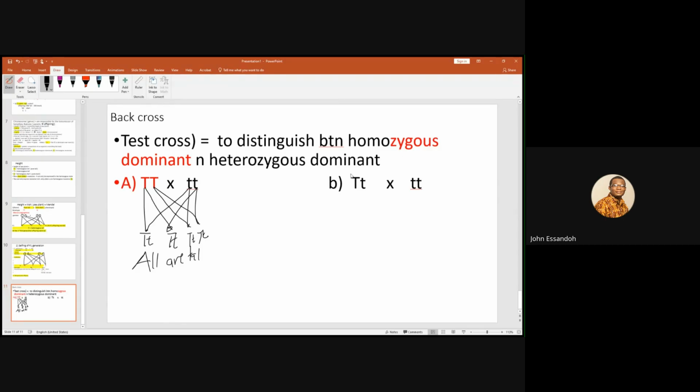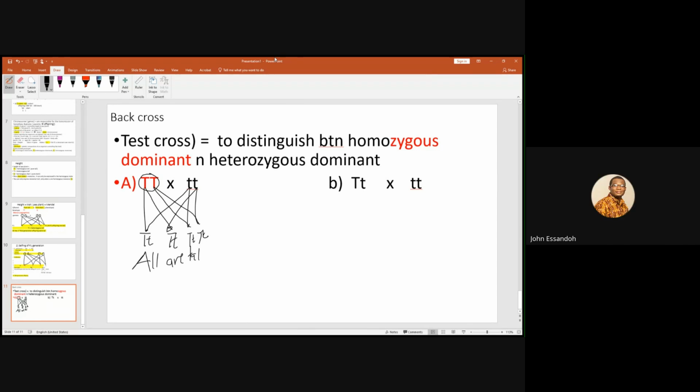Now let's look at that of the gentleman's own. Okay. So which means that when the person is homozygous tall, even when the plant marries a short plant, all the offspring will still be tall throughout.